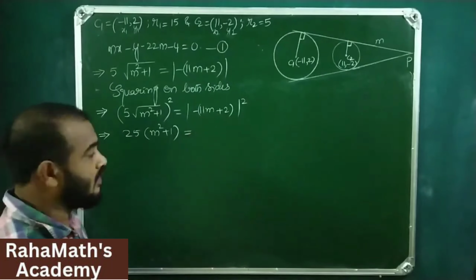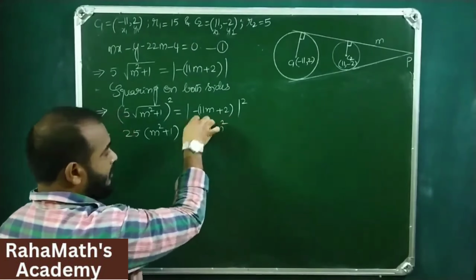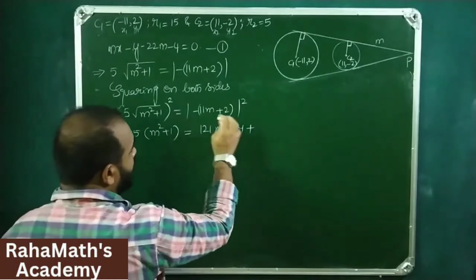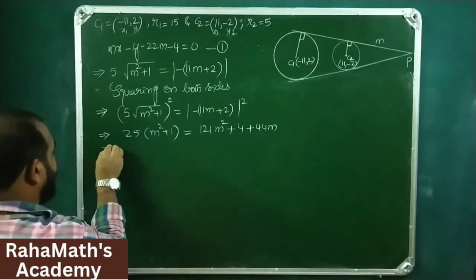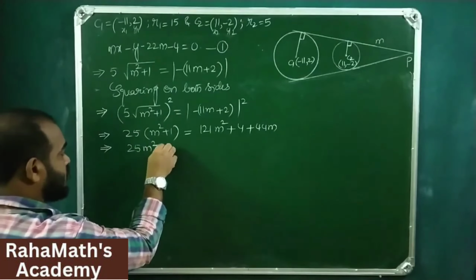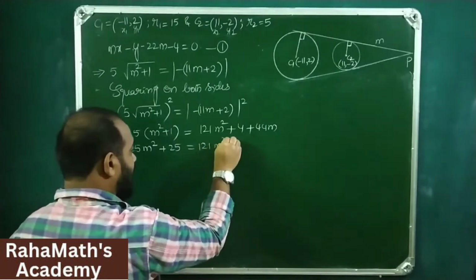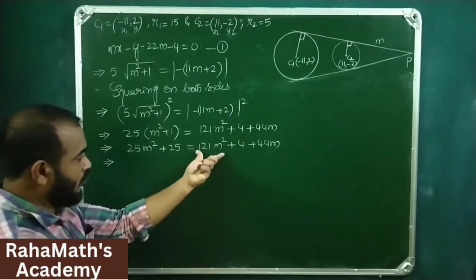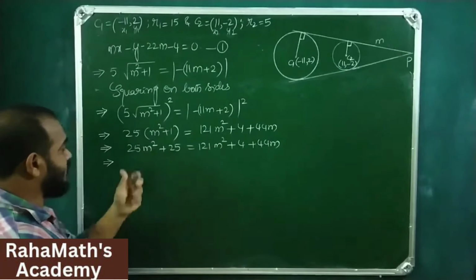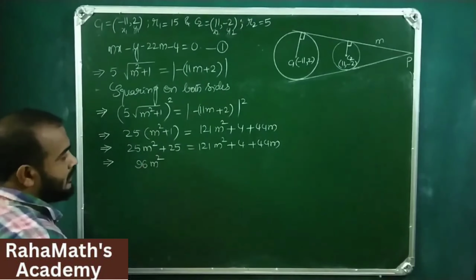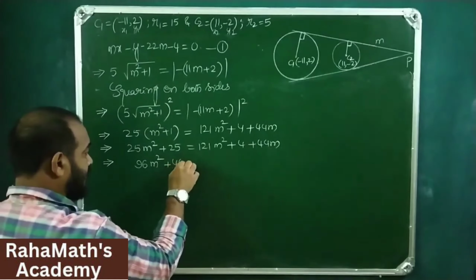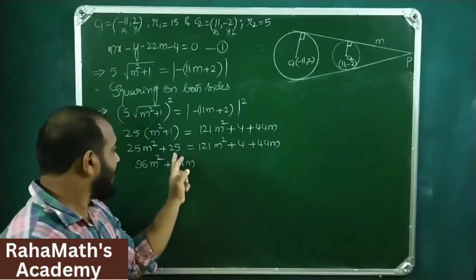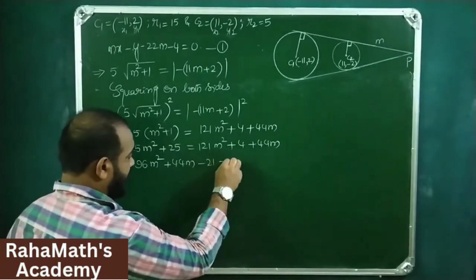This is a plus b whole square: a square, so 121m square, 11m whole square, plus b square, 2 square, 4, plus 2ab, 2 twos are 4 into 11, 44m. This equals 25m square plus 25 equals 121m square plus 4 plus 44m. This equals 121m square minus 25m square, 121 minus 25 is 96m square, plus 44m. 25, if you transpose onto that side, minus 25 plus 4, which is minus 21, equals 0.